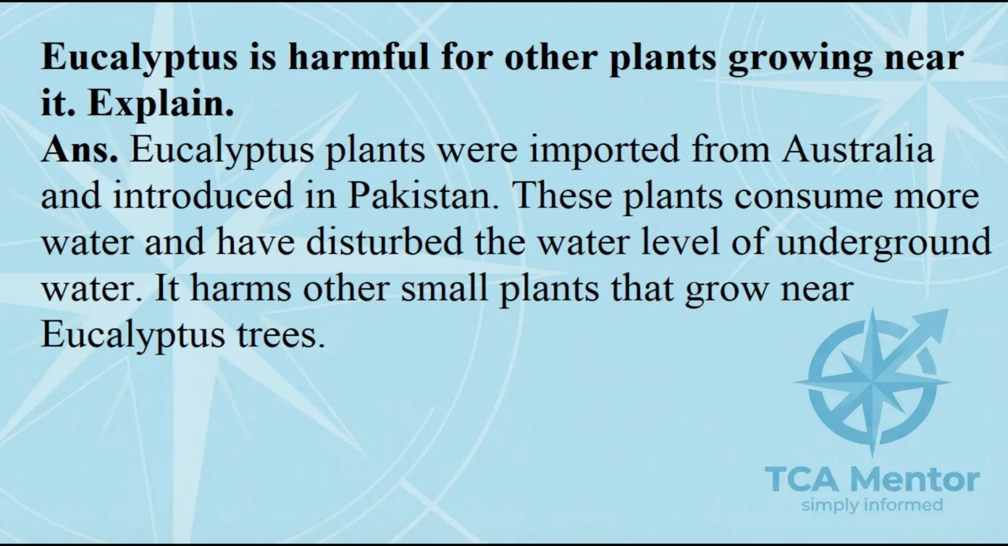Eucalyptus is harmful for other plants growing near it. Explain. ANS. Eucalyptus plants were imported from Australia and introduced in Pakistan. These plants consume more water and have disturbed the water level of underground water. It harms other small plants that grow near eucalyptus trees.